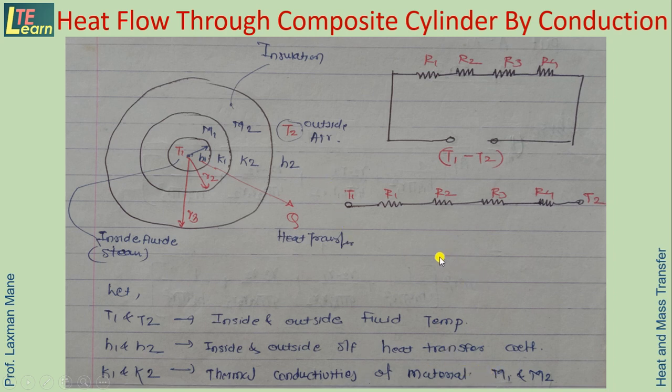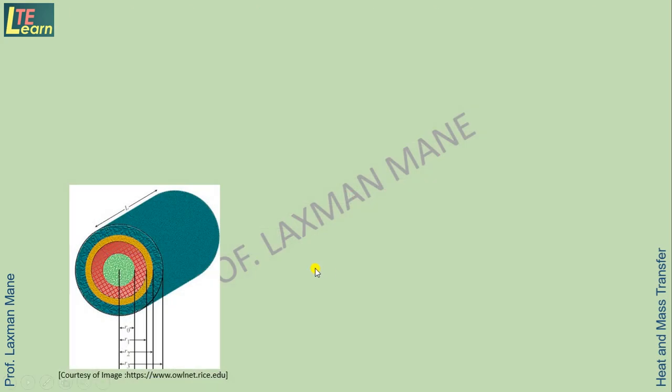Now here we will see the resistance diagram. Here R1 is taken for the inside convection with heat transfer coefficient H1, R2 is taken for K1 material, R3 is taken for K2 material, and R4 is taken for the outside heat transfer coefficient. So this is a three-dimensional view of a hollow cylinder.